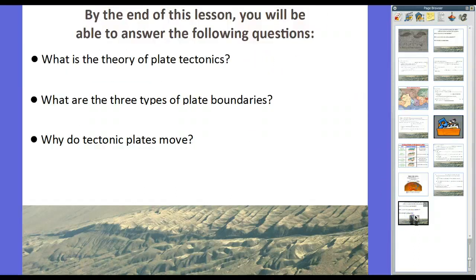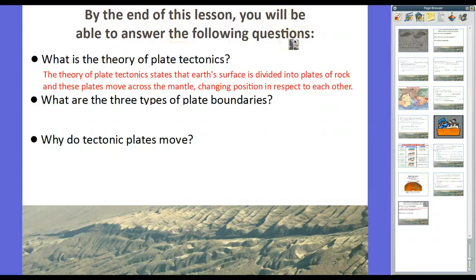So, long lesson, I know, a lot of information, but remember the big things are the three forces you just saw, and then the plate boundaries. So, let's answer these questions. What is the theory of plate tectonics? Well, the theory of plate tectonics states that the Earth's surface is divided into plates of rock, and these plates move across the mantle, changing position in respect to each other.